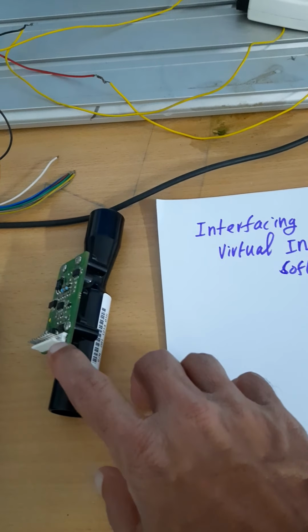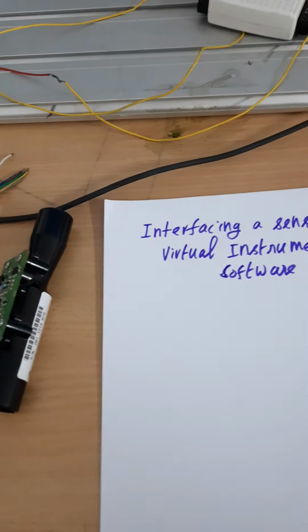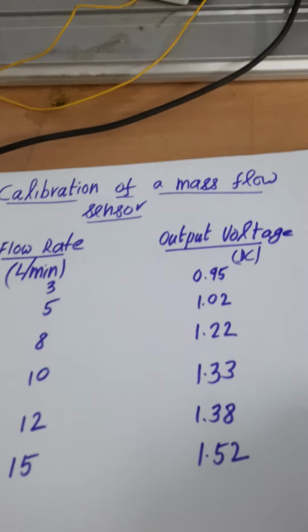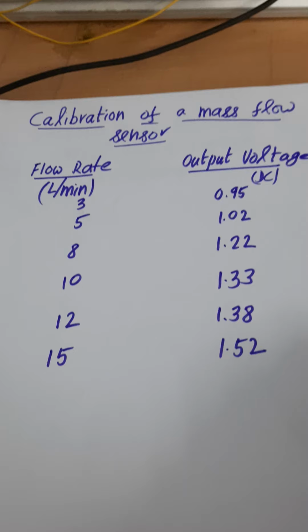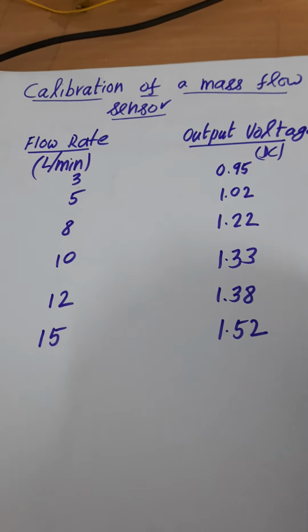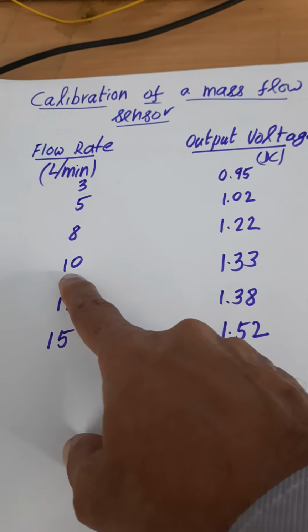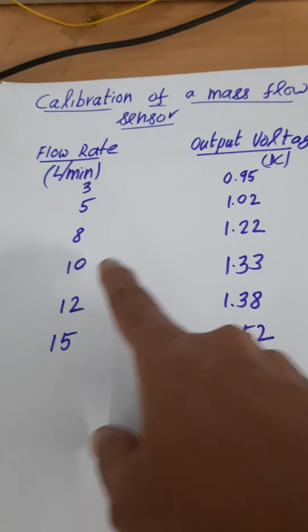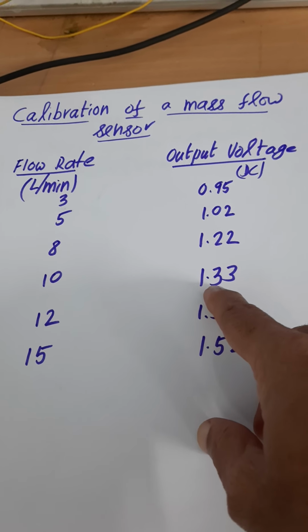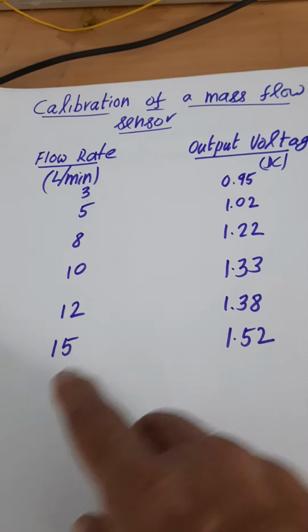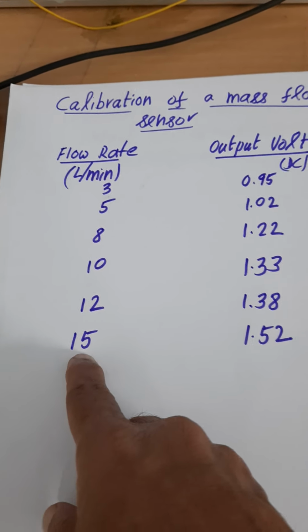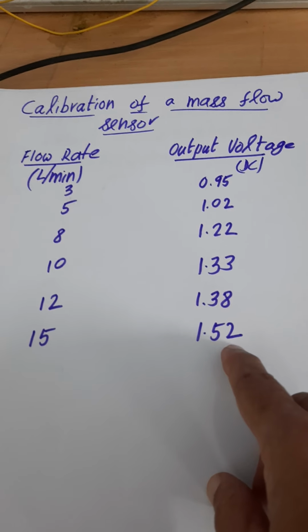This sensor is already calibrated. The values are shown here. These are the calibrated values of this mass flow sensor. When the air is flowing at a rate of 10 liters per minute, this sensor is generating a voltage of 1.33. For a mass flow rate of 15 liters per minute, the voltage generated is 1.52.